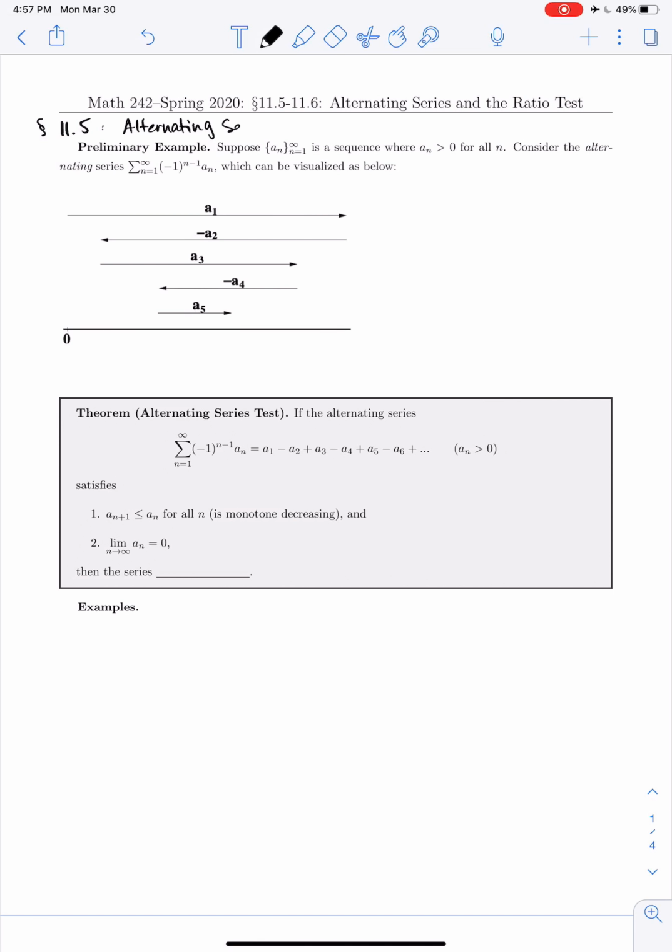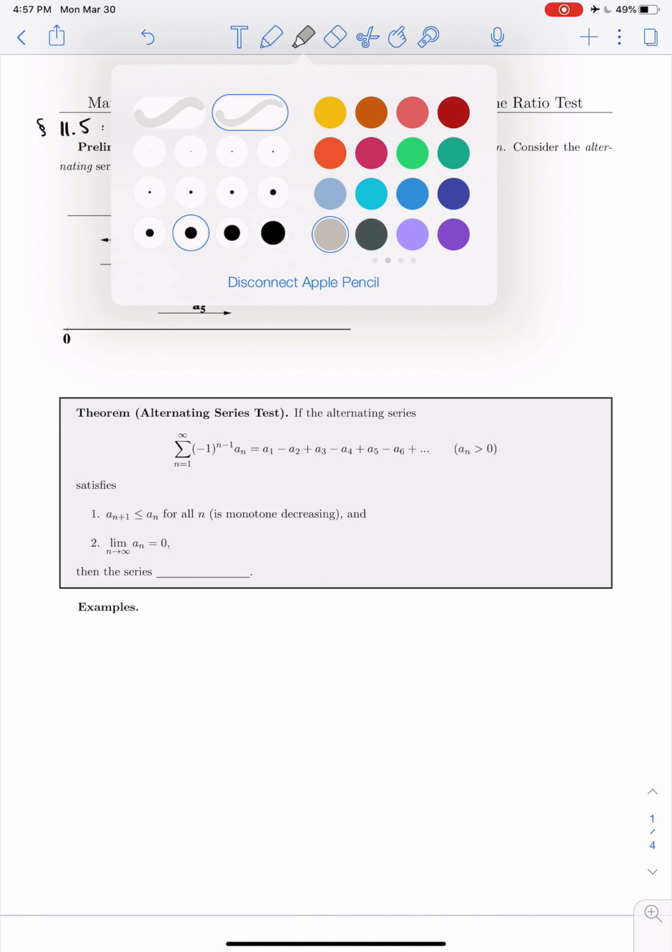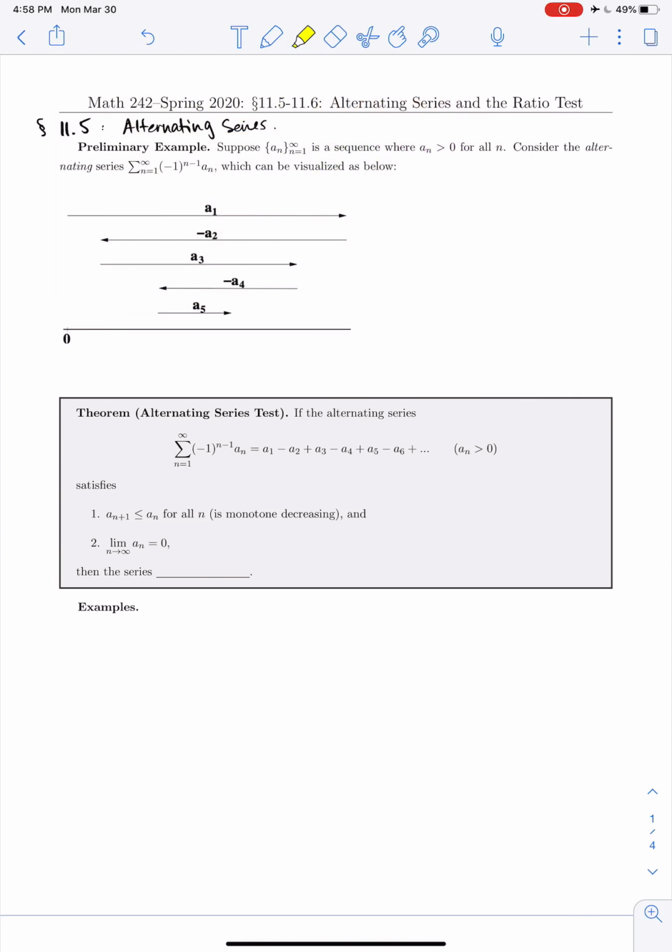Okay, so to start off with, I'll tell you when we switch into 11.6 land, but this is 11.5, alternating series. So what is an alternating series? Well, you start off with a base sequence a sub n, and we're going to insist that this sequence has all positive values. So a sub n is greater than 0 for all n.